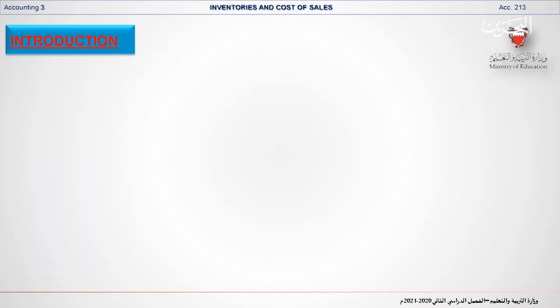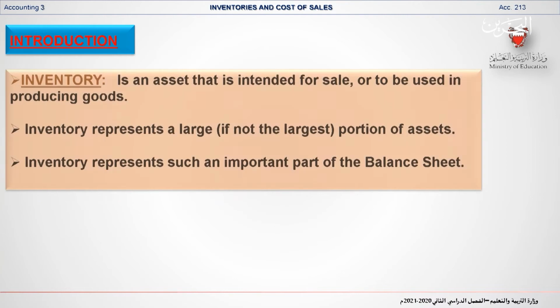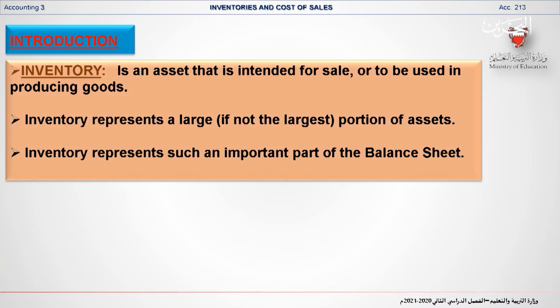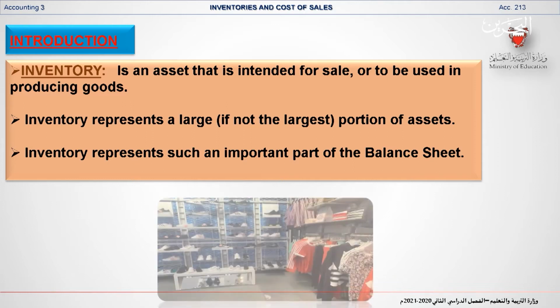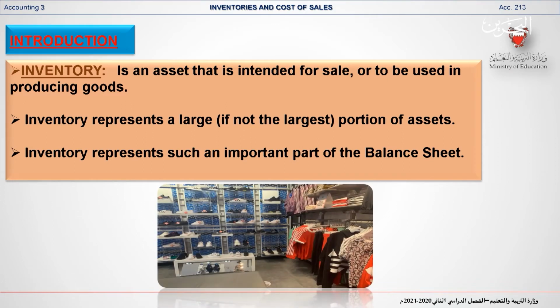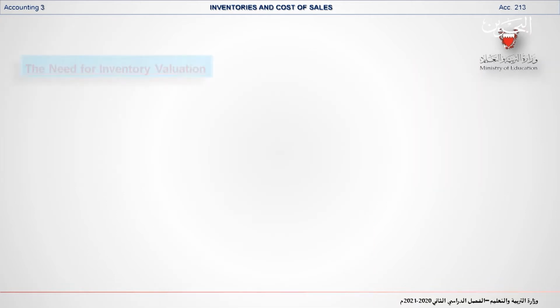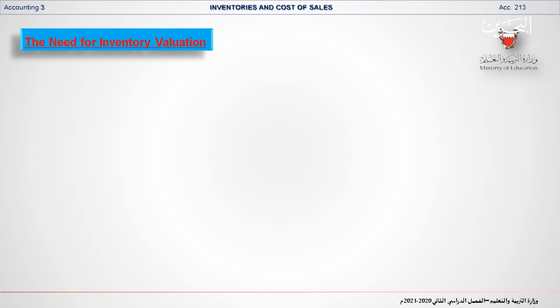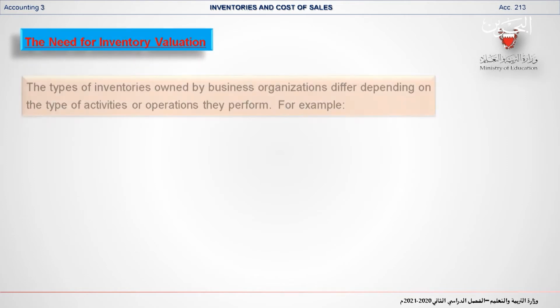To start the lesson with, you need to know what the word inventory means. Inventory is an asset that is intended for sale or to be used in producing goods. For many companies, inventory represents a large, if not the largest, portion of assets in the balance sheet. The need for inventory valuation.